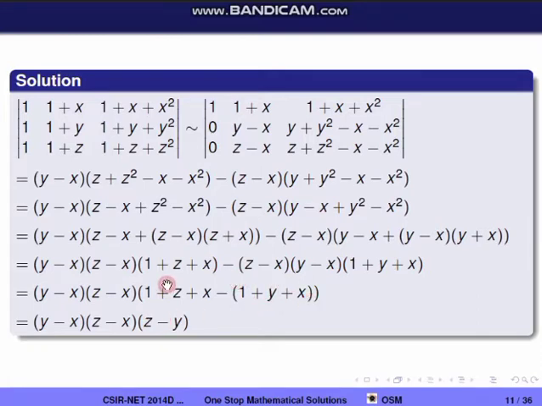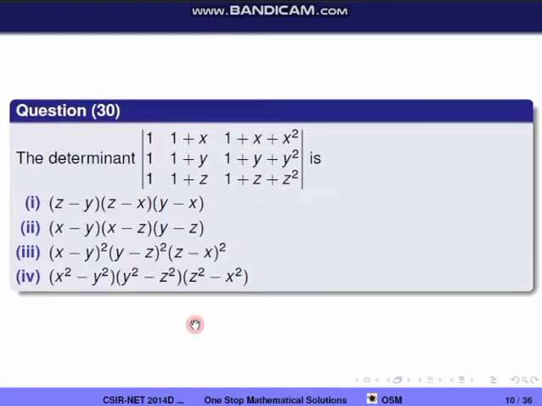So here 1 and 1 get cancelled, x and x get cancelled. So remaining is z minus y. Therefore the determinant of this matrix is equal to (y minus x) into (z minus x) into (z minus y). So we'll check the correct options. So the correct option is the first one.